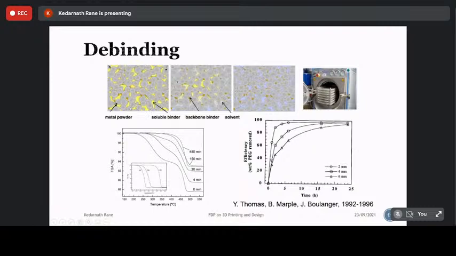You can see this is a kind of metal powder, and yellow and other colors represent the binder, which is getting removed during the debinding steps. Like, the backbone binder is there, some solvent is there, then the solvent is removed, then you can remove the particle.